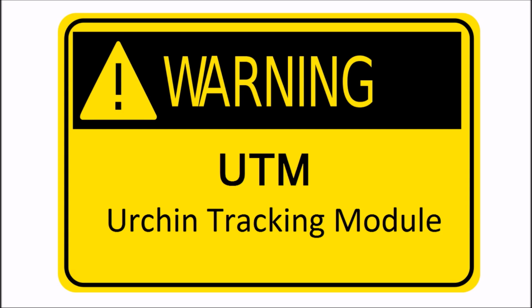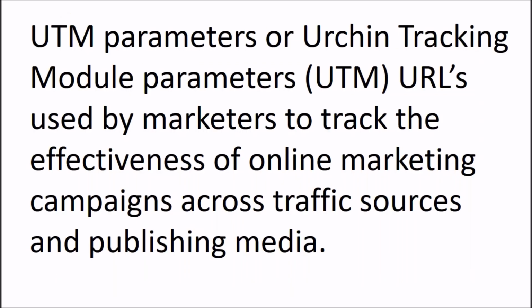And as you already know, the UTM parameters, or Urchin Tracking Module parameters, we call them UTMs, are simply URLs used by marketers to track the effectiveness of online marketing campaigns across traffic sources and publishing media. In other words, you can track all of your images, videos, any type of email that you're sending out on the internet that's connected with your website using a URL, and you can aggregate that data.